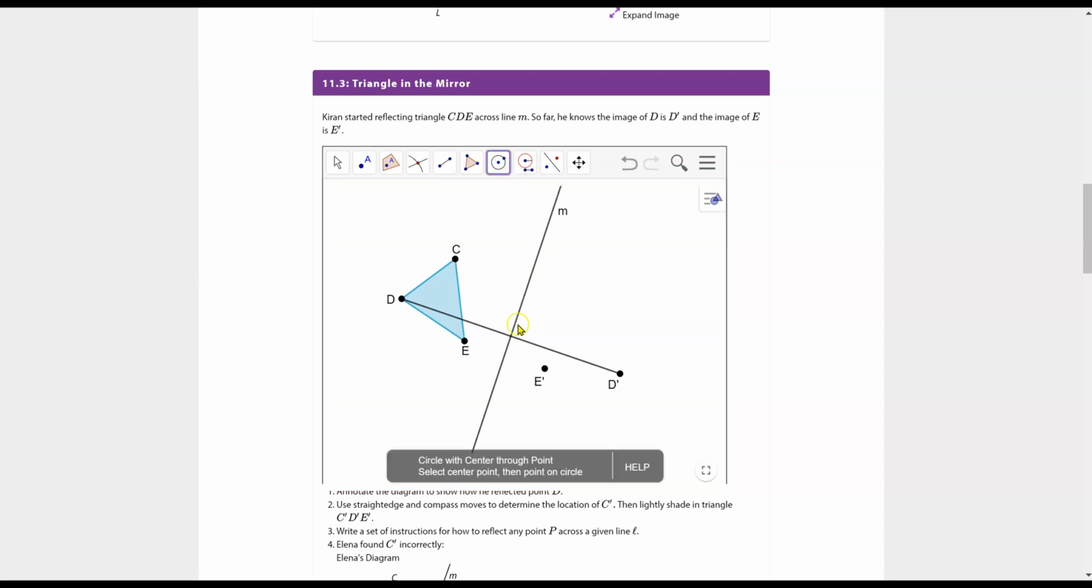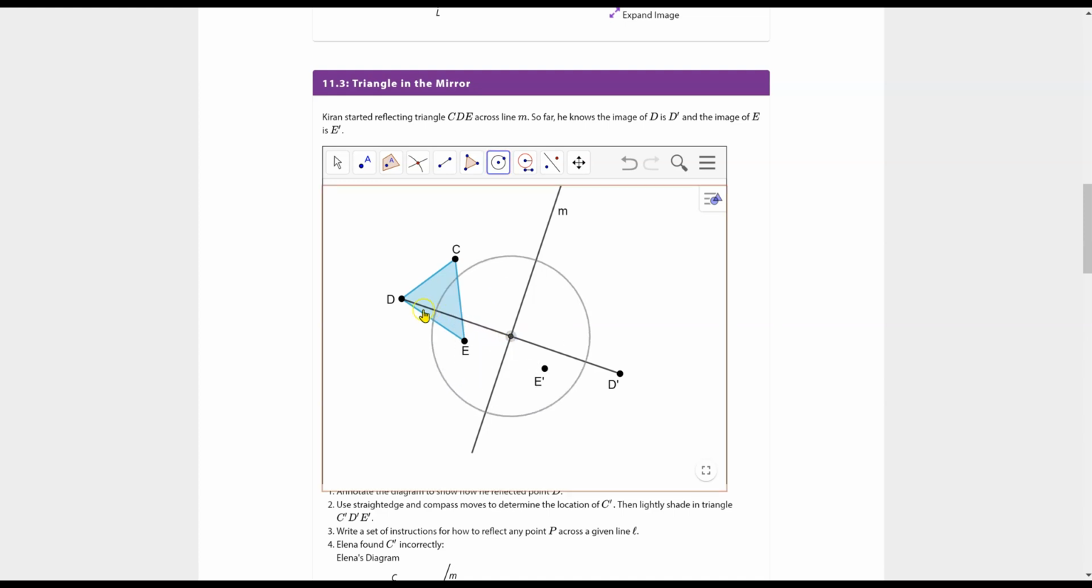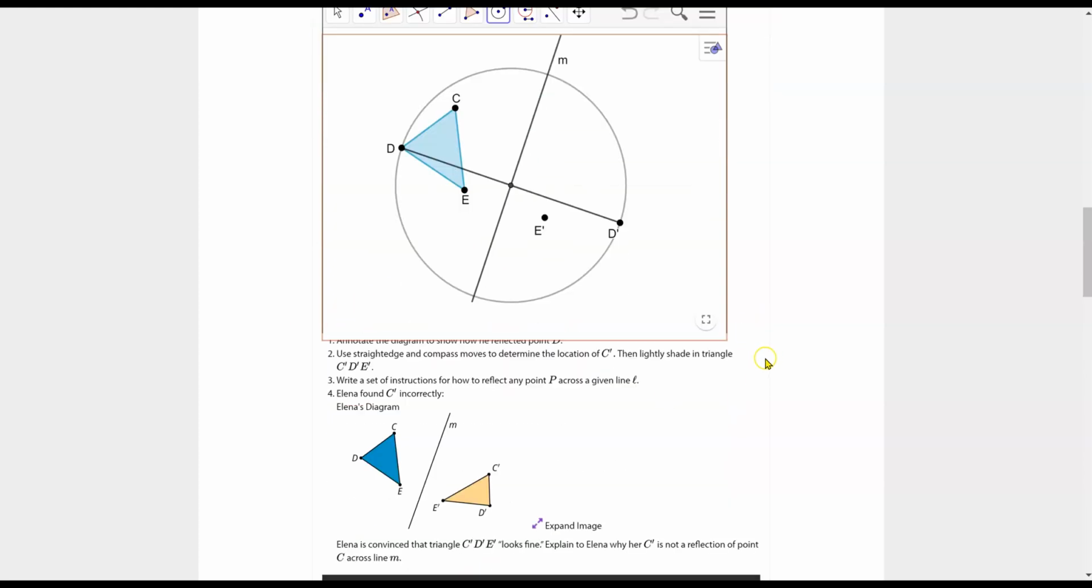Okay, I can't help myself but to give you a hint. From here all the way out to there, you can see that the distance from D to the line and D prime to the line is the same because they're both a radius of a circle. So again, I'm going to leave the rest up to you.